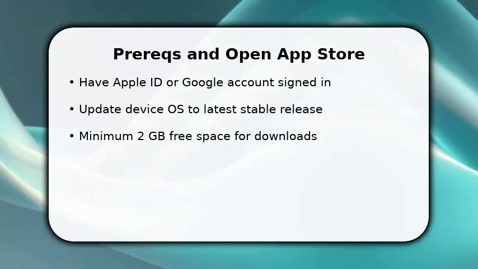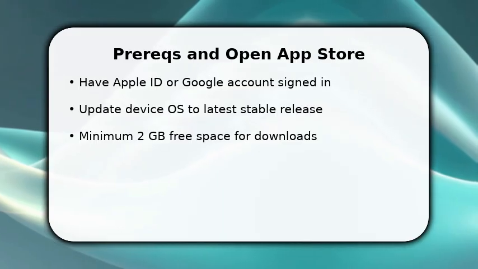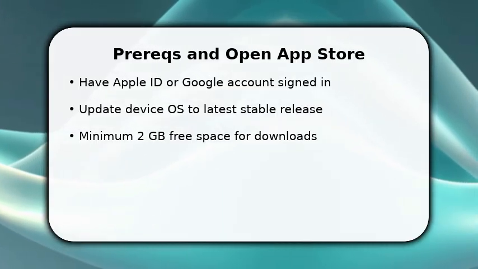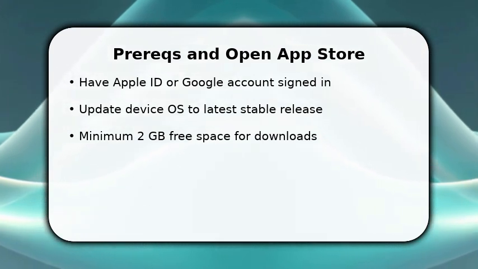You'll also want cellular or Wi-Fi connected. A slow link can hide newer results and stall the next steps. You now perform a focus search. Type the exact app name or a tight keyword phrase to reduce noise.